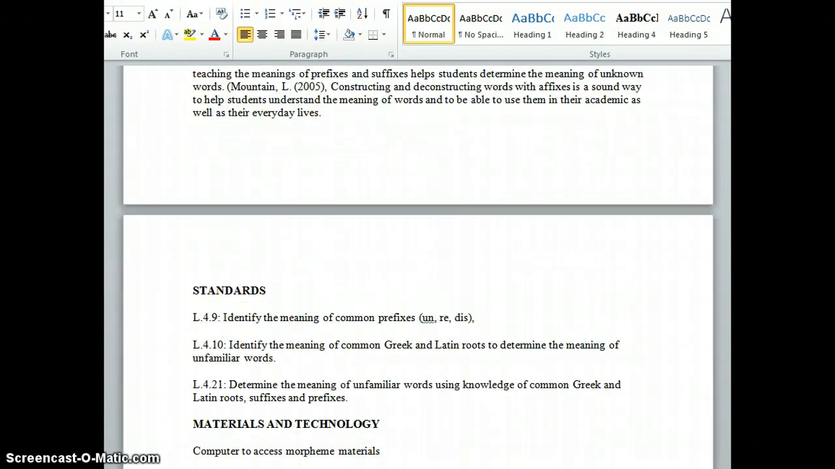The common core standards that will be used in this lesson are L.4.9, identifying the meaning of common prefixes such as un, re, and dis. L.4.10, identifying the meaning of common Greek and Latin roots to determine the meaning of unfamiliar words. And L.4.21, determine the meaning of unfamiliar words using knowledge of common Greek and Latin roots, suffixes, and prefixes.